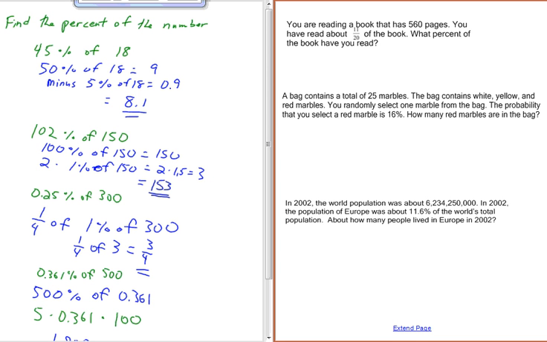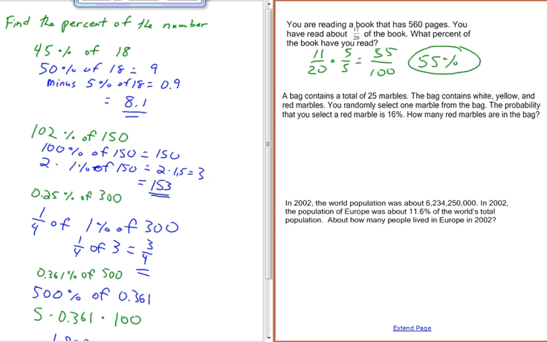You're reading a book that has 560 pages. You have read 11/20 of the book. What percent of the book have you read? You don't even have to touch the 560 here. You're just gonna take 11/20 and turn it into a percent, times 5 over 5. Good, so 55 over 100, 55%. So you read 55% of the book, because I'm gonna get the 20 up to 100.